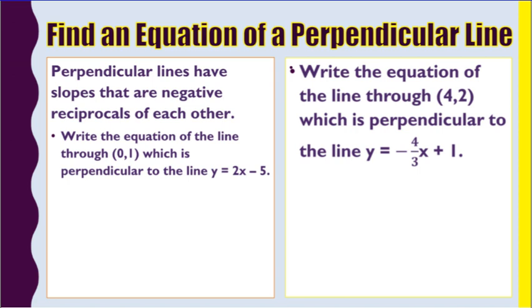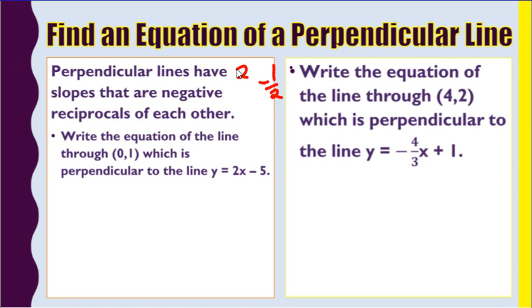So an example would be if the slope is 2, the negative reciprocal would be negative 1 over 2. So you just take the reciprocal of the slope that you have and then do the opposite sign. So if it's a positive 2, the negative reciprocal is a negative half. If it was a negative 2, the negative reciprocal would be 1 half.